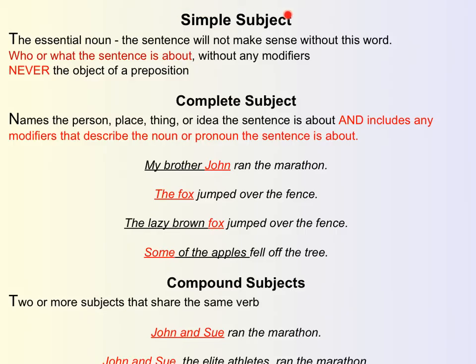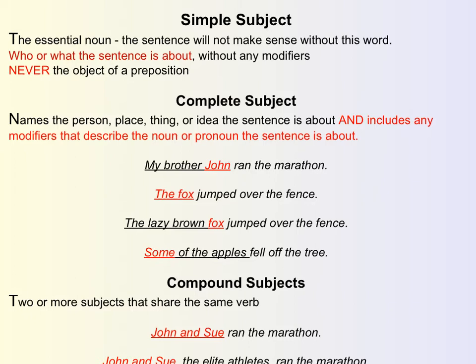The simple subject. The essential noun, this is what the sentence will not make sense without this word. So who or what the sentence is about, without any modifiers. It will never be the object of the preposition. Never, ever, never. Okay? So one thing that we always want to do is when we're looking at a sentence, the first thing we want to look for are the prepositional phrases, because once we have those prepositional phrases, we know that the simple subject will never be inside of that.